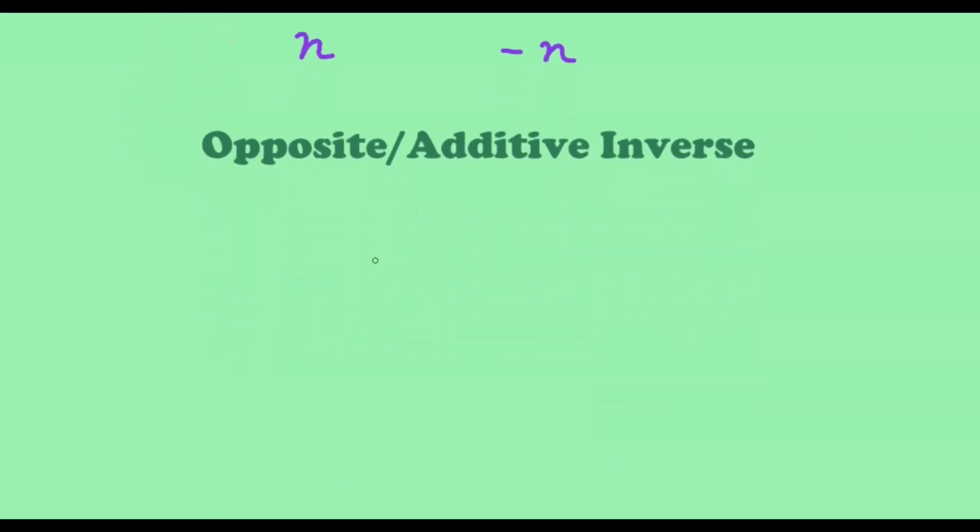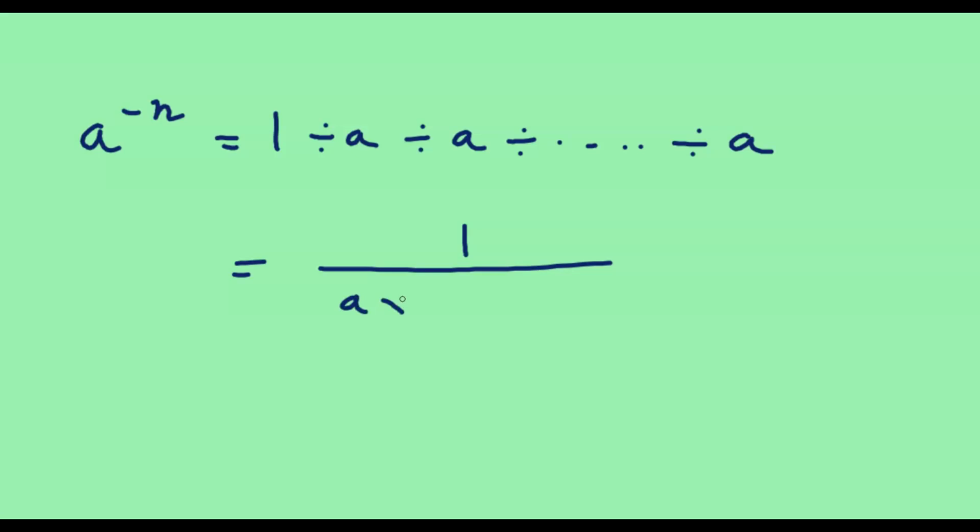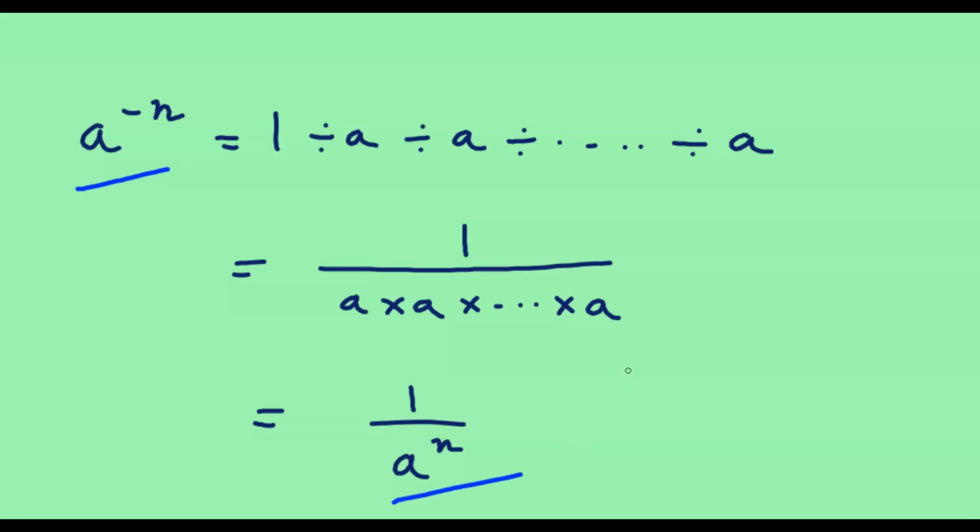And because of that, a to the power of negative n is equal to 1 divided by a divided by a divided by a, and so on until we divide by a n times. So we end up with 1 divided by a times a, and we multiply a by itself n times, which means that in the denominator we get a to the power of n. And so we can see that we have obtained that a to the power of negative n is equal to 1 divided by a to the power of n.